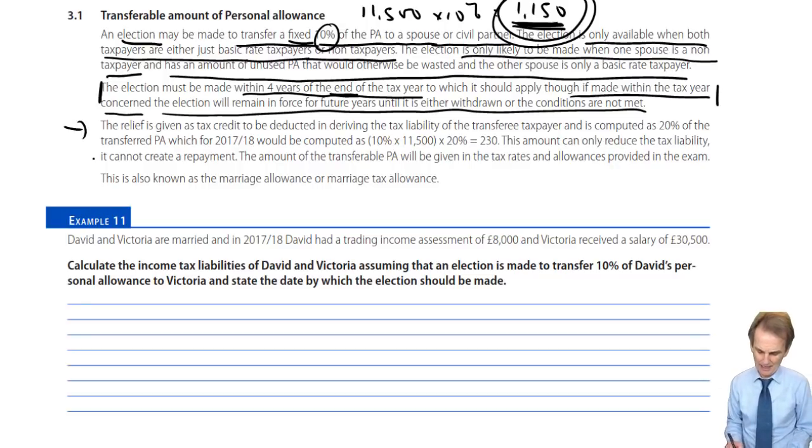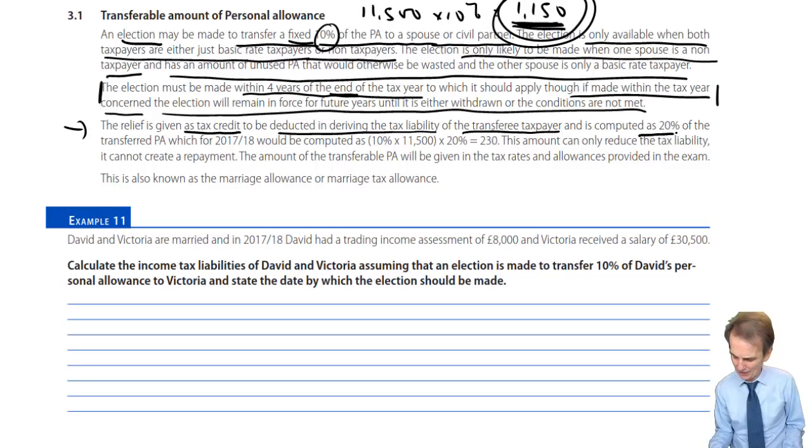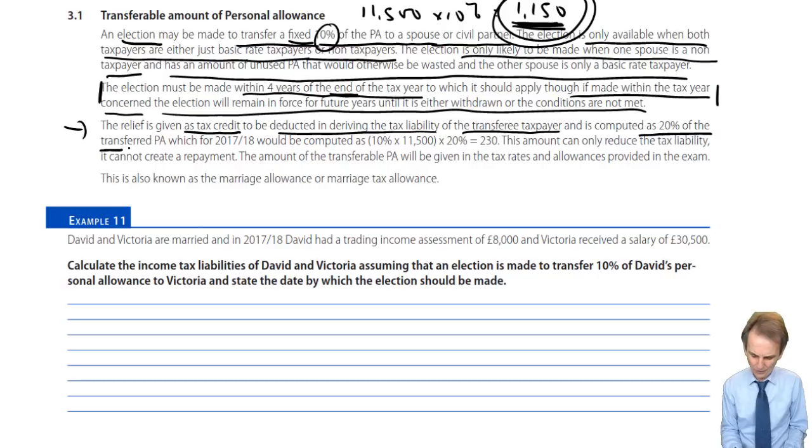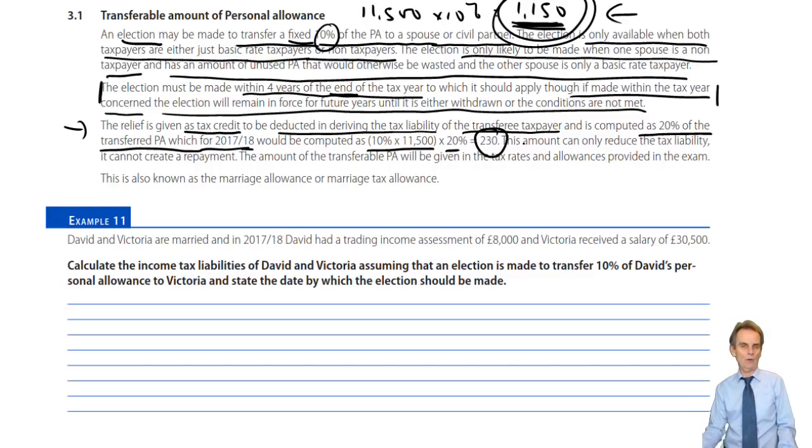And that's explained here. The relief is given as a tax credit to be deducted in deriving the tax liability of the transferee taxpayer. And as a tax credit, it is computed as 20%, so that's the basic rate, 20% of the transferred personal allowance, which, as we said, for 17/18 would be computed as 10% of 11,500, the 1,150 we've shown there, at 20%, so a tax credit of £230.